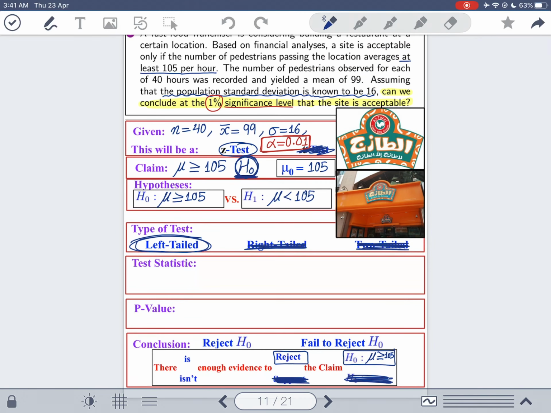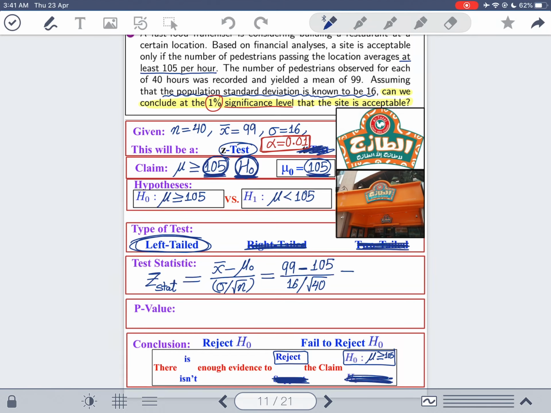It's a z-test, so you will say z-stat is, and the formula, x bar minus mu 0 over sigma is known, so sigma over radical n. Good. So x bar is 99 minus mu 0 is 105. Remember, mu 0 is always the number that you have here in the claim, whether bigger than, equal, less, whatever. Don't forget that. Divided by sigma is 16 over radical n, the sample size is 40 hours.